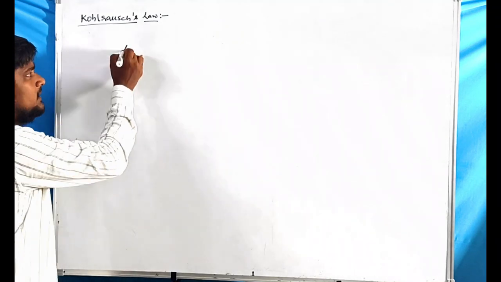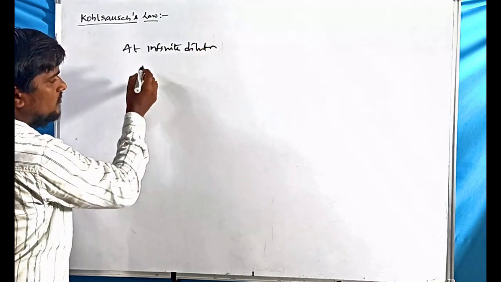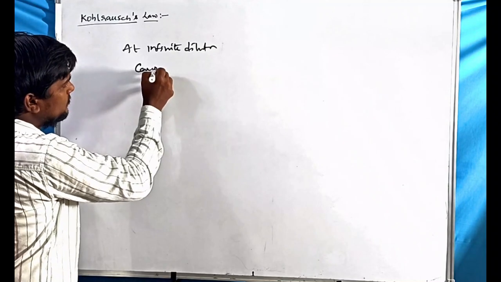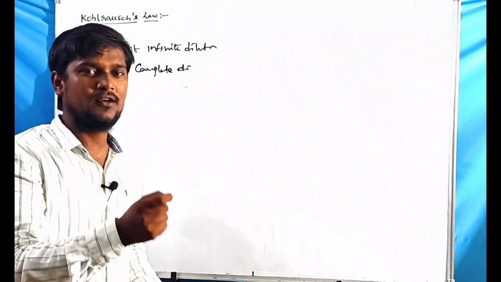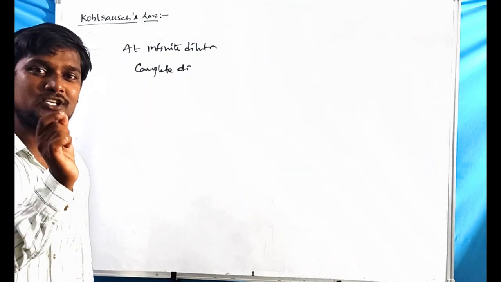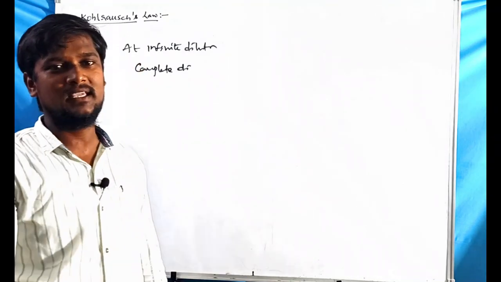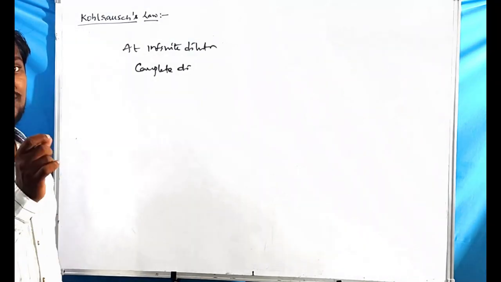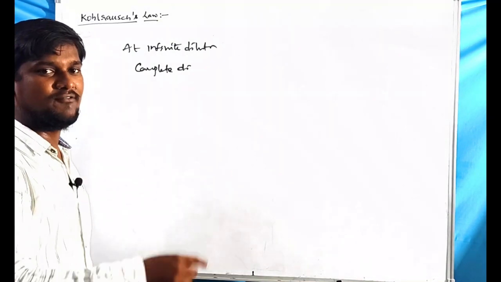At infinite dilution, ions get completely dissociated. In case of complete dissociation, each and every component is dissociated as ions. In that case, each ion contributes its part of conductance towards the equivalent or molar conductance, irrespective of the adjacent atoms.